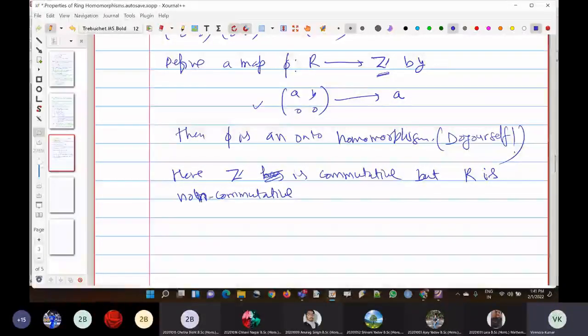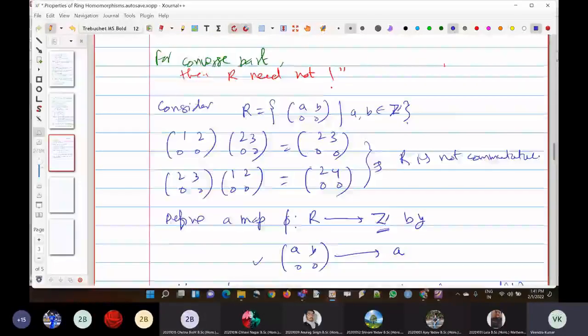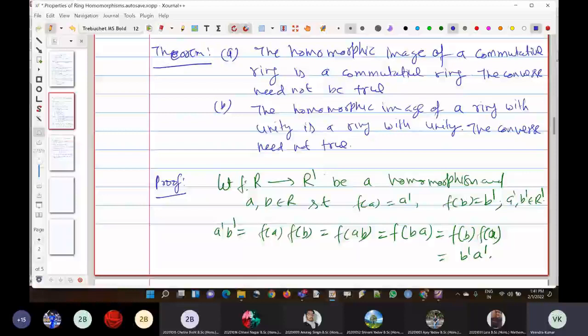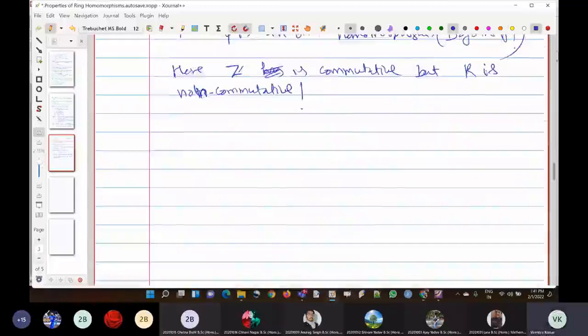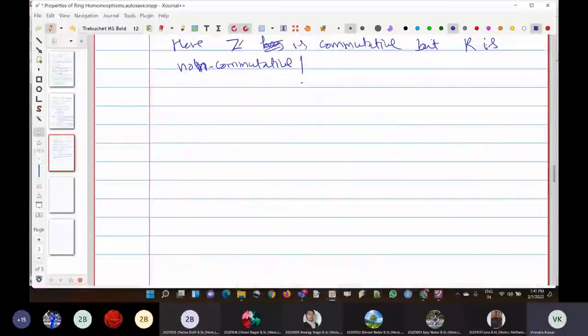R is non-commutative, but even though R is non-commutative, its image is commutative. So the next result says that the homomorphic image of a ring with unity is a ring with unity. Let us see the B part.